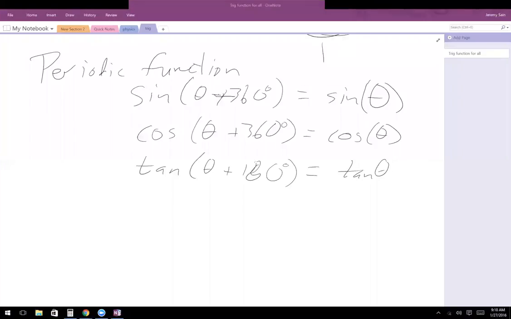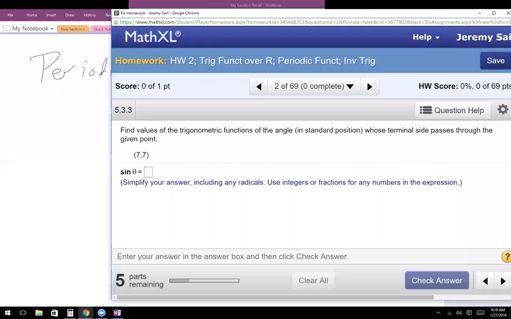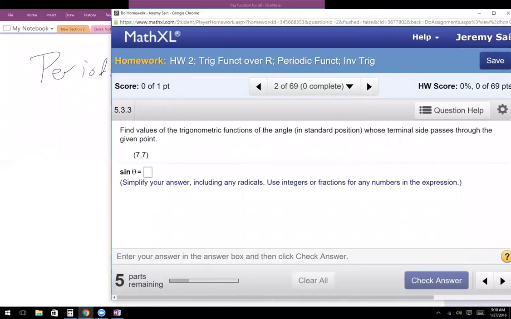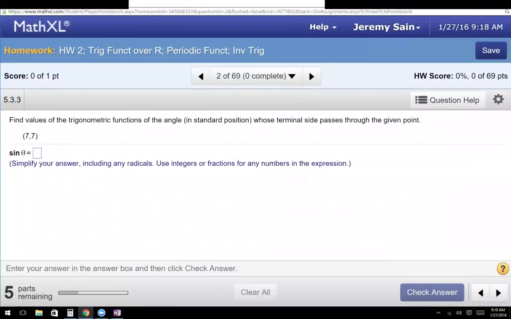And we'll jump into the homework. So, what are the trigonometric functions of an angle whose terminal side passes through the given point?